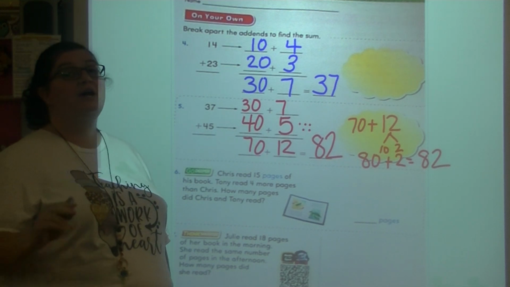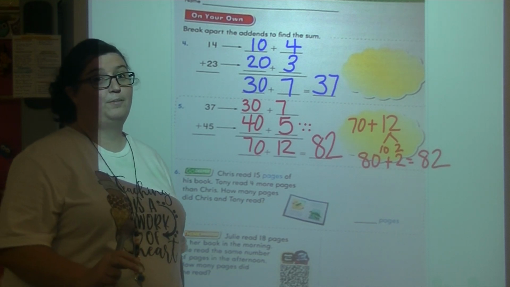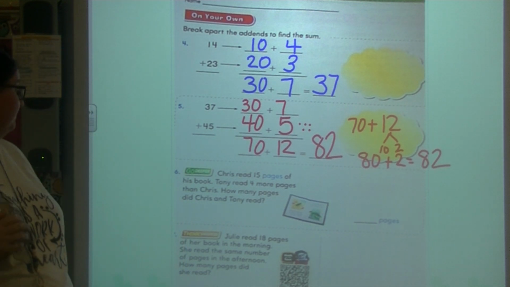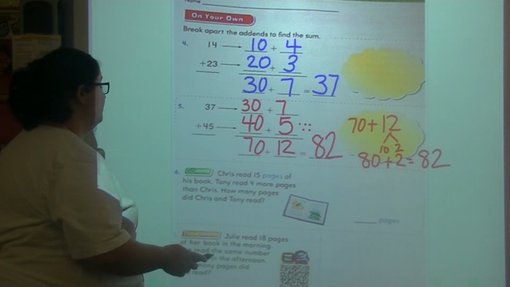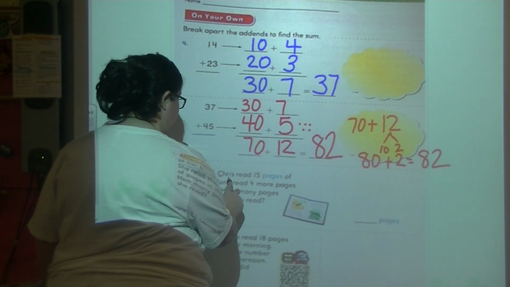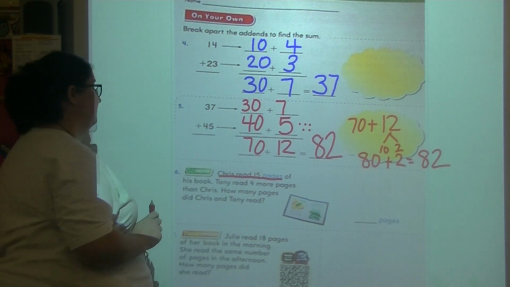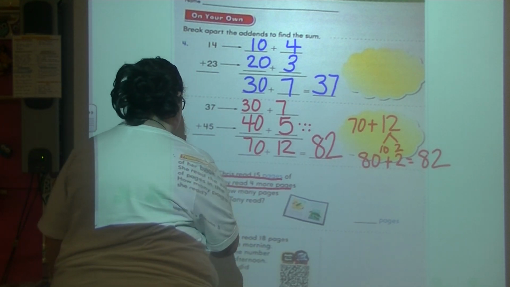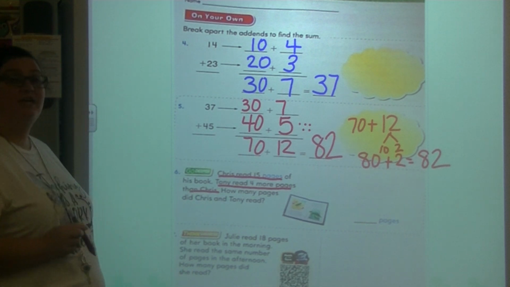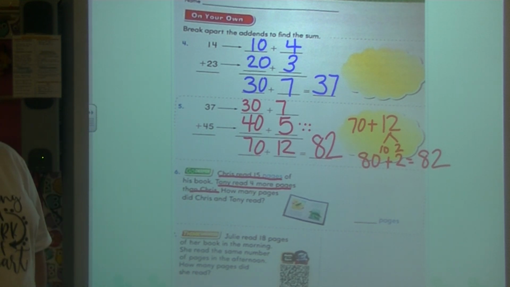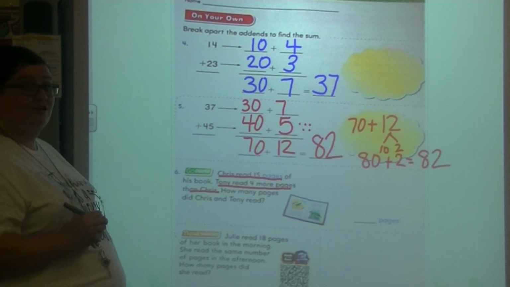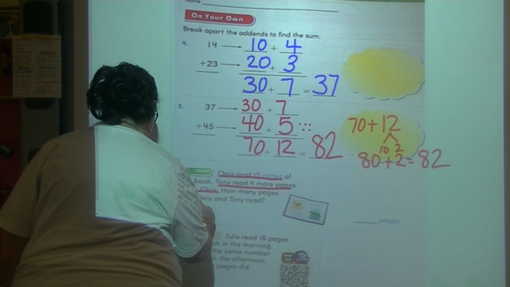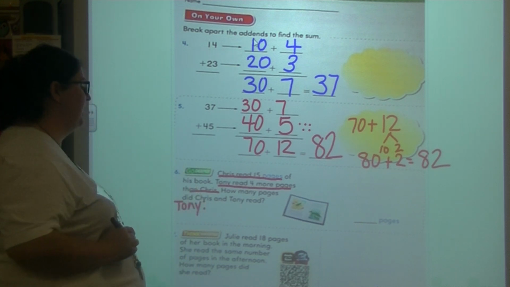Now, this is what you call a two-step word problem. It has 2 parts to it to get the right answer. The first thing we know, Chris read 15 pages. Tony read 4 more pages than Chris. Do we know how many pages Tony read? No, we have to figure that out.